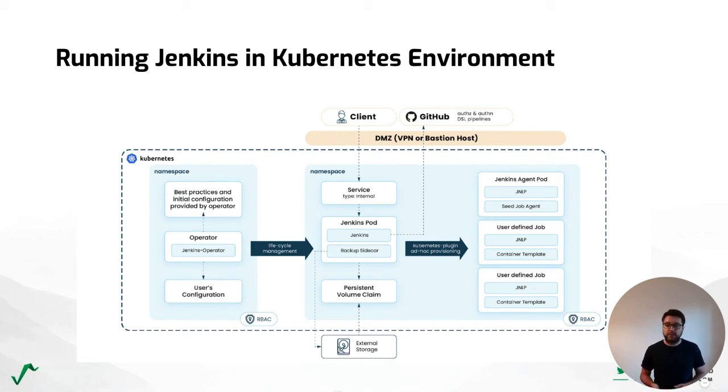So on the right-hand side, we have a separate namespace with Jenkins and all additional components. So Jenkins is running backup sidecar container, which uses external storage for storing backups, restoring them when Jenkins starts. And also there is a persistent volume for some persistent state if needed. Service on top of that with type internal.